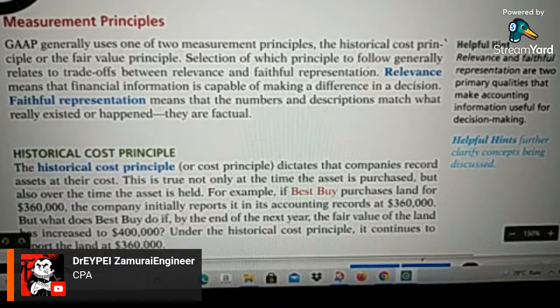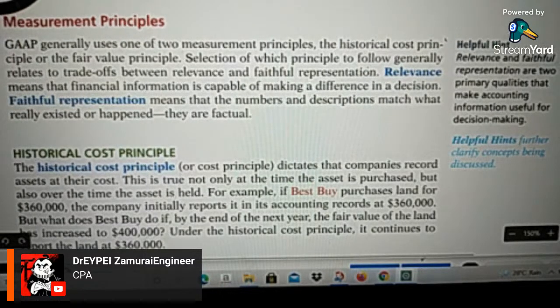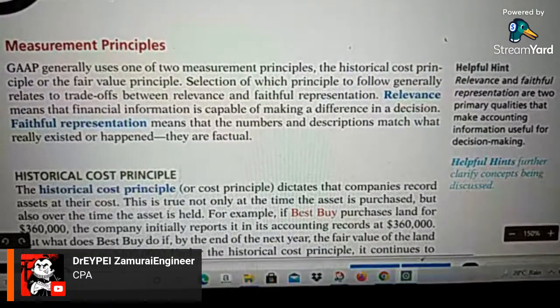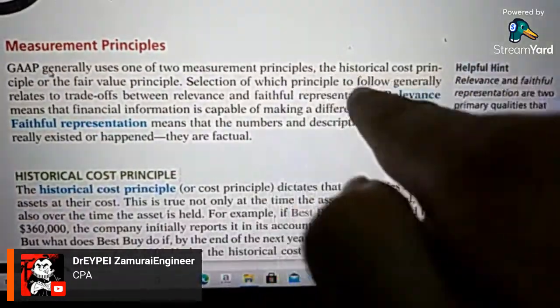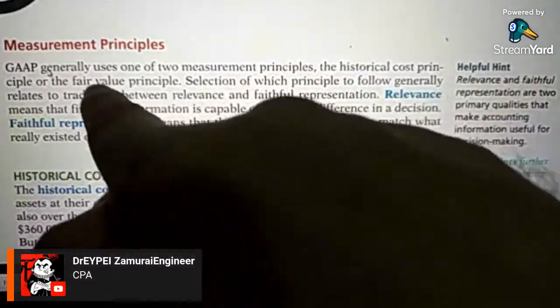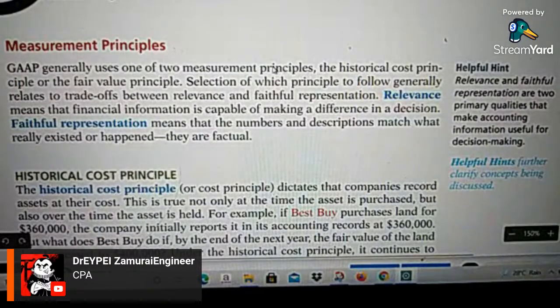Okay, let's go to measurement principle. GAAP, okay. So different standards, different way, different manner of measurement. Okay? Measurement principle. GAAP generally uses one of two measurement principles. The historical cost principle or the fair value principle. Okay? GAAP uses historical cost principle, fair value principle. Selection of which principle to follow generally relates to trade-offs between relevance and faithful representation.